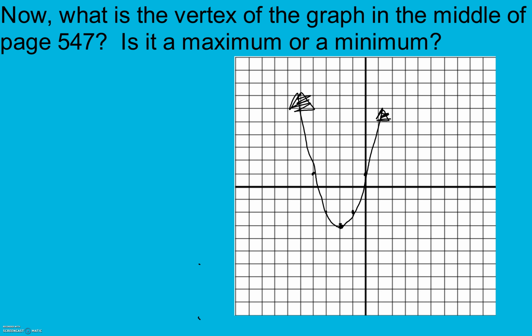Now, feel free to pause here and give this a try if you'd like. We want to know, what is the vertex of the graph in the middle of page 547? And then is it a maximum or a minimum? Here our vertex is our highest or lowest point. Here, that happens to be right there. My x value is -2. My y value is -3. So -2, -3 are the coordinates of my vertex. Now, because it opens up, our branches continue up, that means that our vertex is going to be the smallest value we can ever get, and that means it is a minimum.